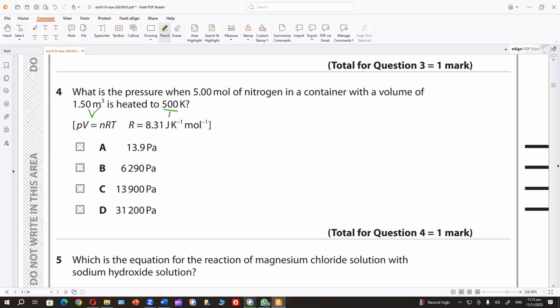No, no, no. Meter cube is the official unit now. Sorry, meter cube. Right, it's meters, not centimeters. Then we find the pressure. So let's make P the subject. Okay, I got the answer.